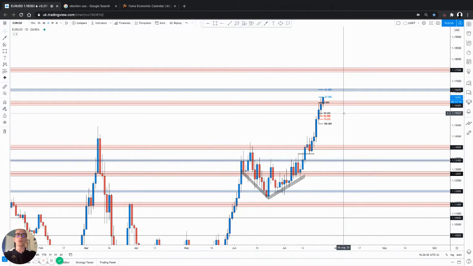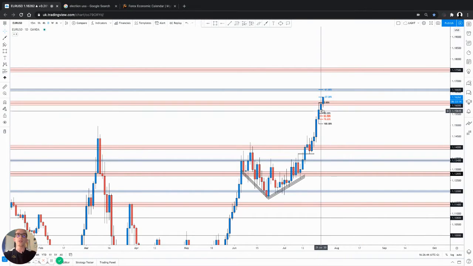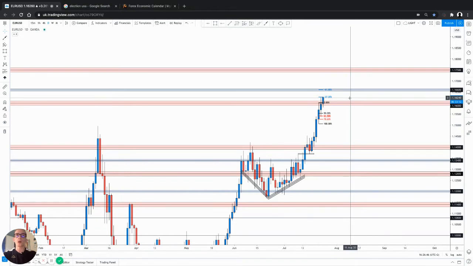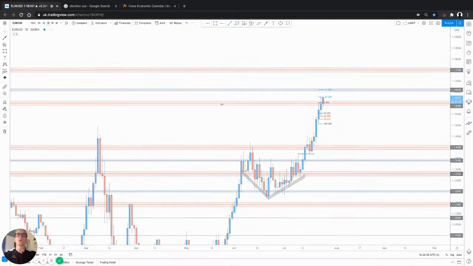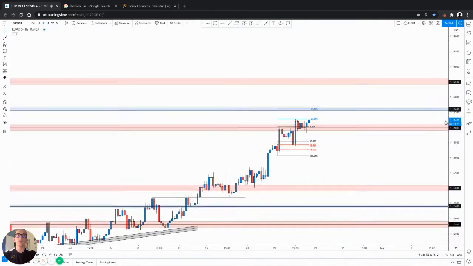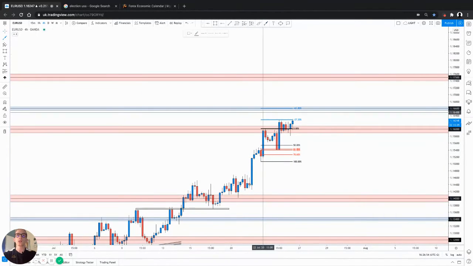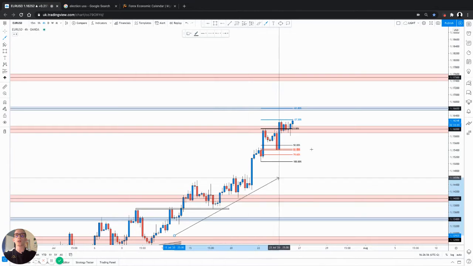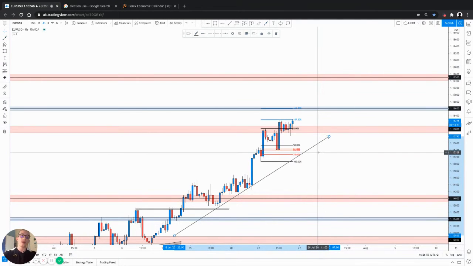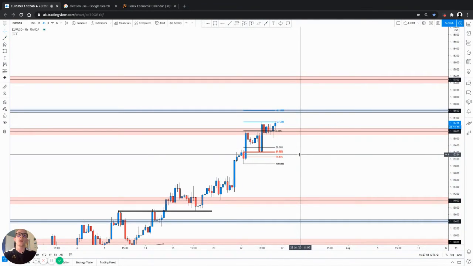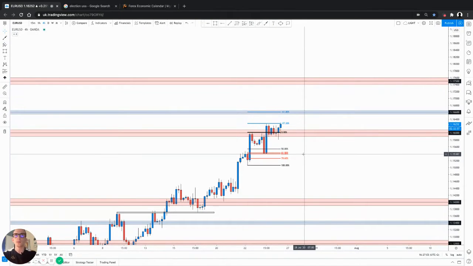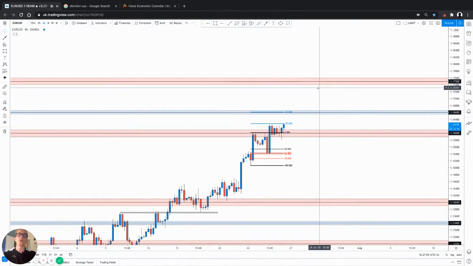So this zone will be very important, and if broken, pretty much like the DXY on the reverse side, could then see further movement to the upside. But before we do that, given the fact that the momentum is quite strong, or has been quite strong up until now, we'll probably have to see some rest before continuing to the upside.